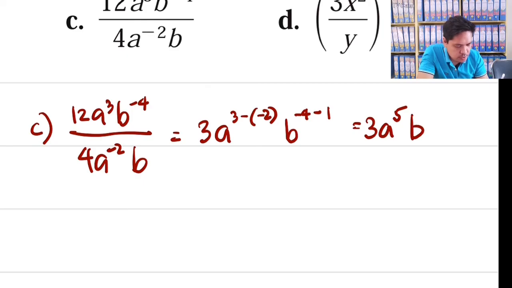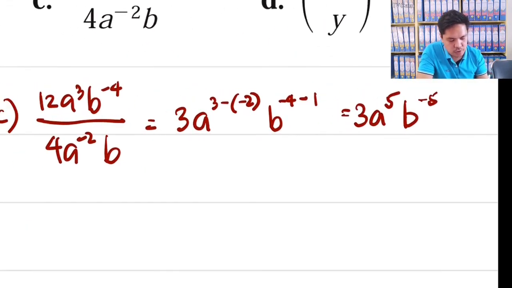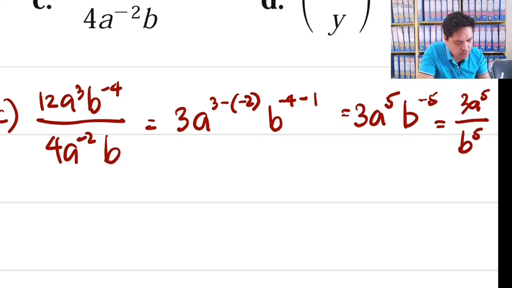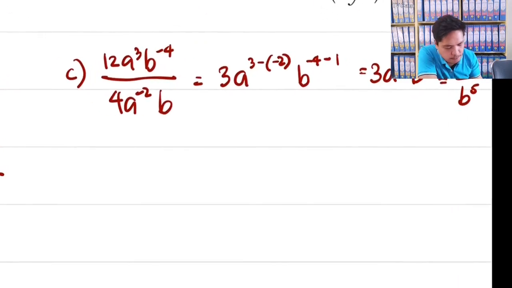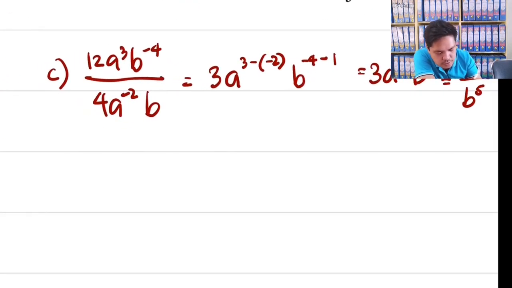So times b, saan ang mangyayari dito? That's negative 4 minus 1, negative 5. And syempre, negative yung exponent ng b, ilipat natin siya sa ilalim. So that becomes 3a raised to 5 over b raised to 5. So, we could answer it like that. Or pwede din ganito. You can do it like this. Basta applicable. So, again, ulitin natin.